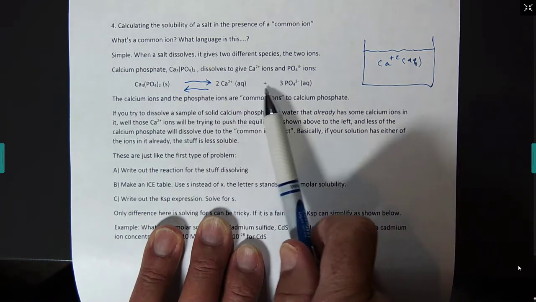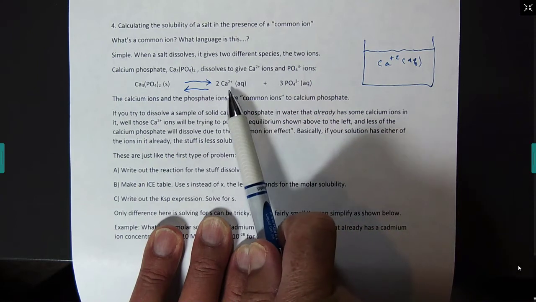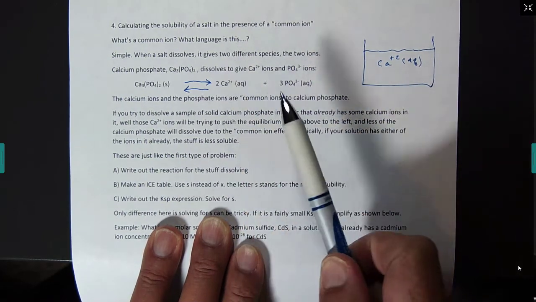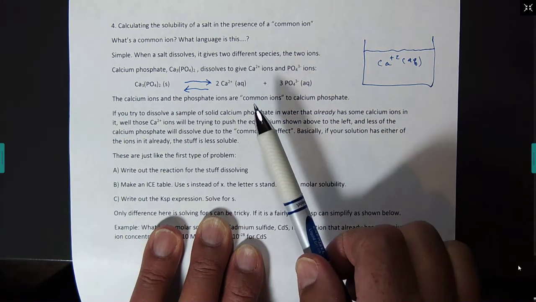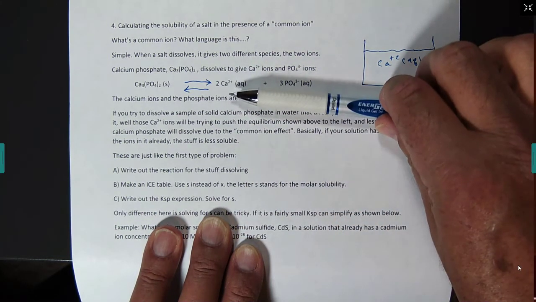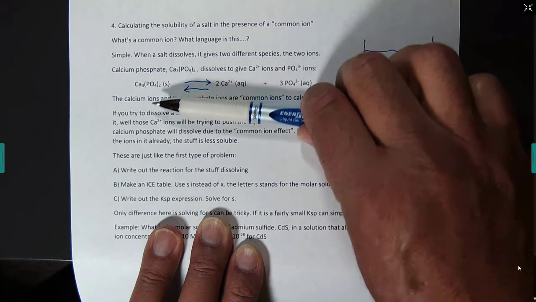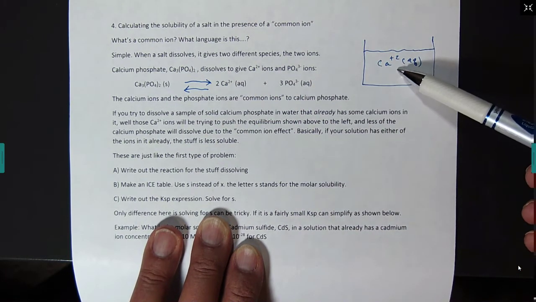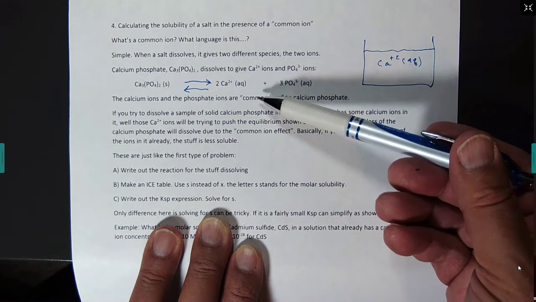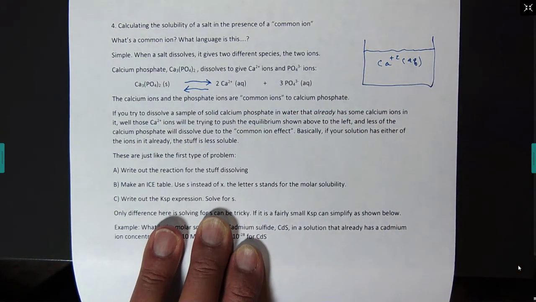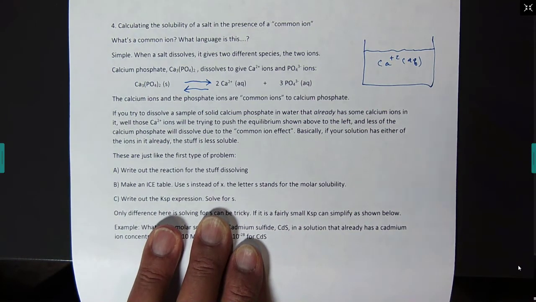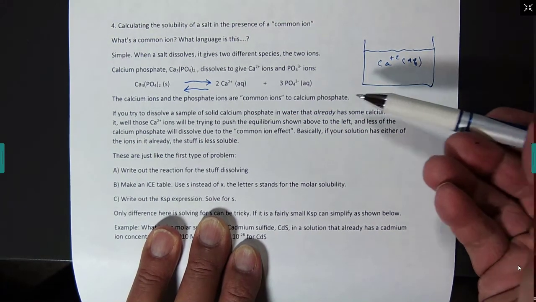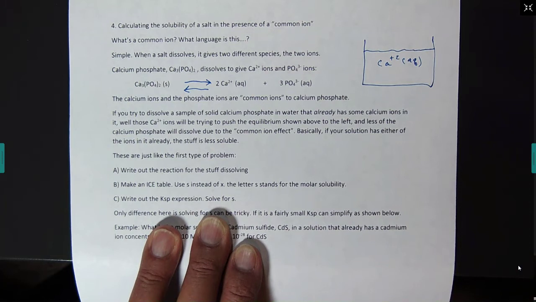I've got this equilibrium system, right? If I increase the concentration of calcium ions, I try to raise this concentration up. The equilibrium system is going to try to lower it down by shifting that way. So increasing the concentration of calcium will push the equilibrium to the left. Same thing if I had put phosphate in here. If I had some phosphate from, say, ammonium phosphate, which is super soluble, so I just throw some phosphate on it. Hey, it's going to push that equilibrium that way.